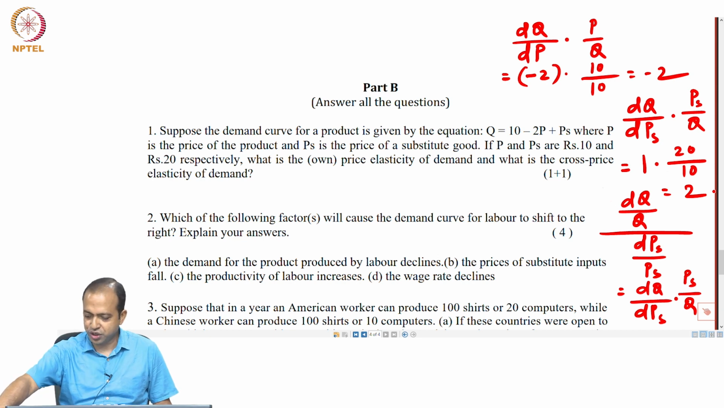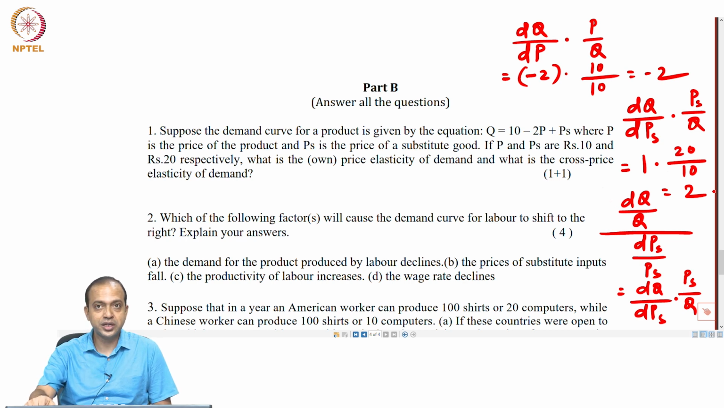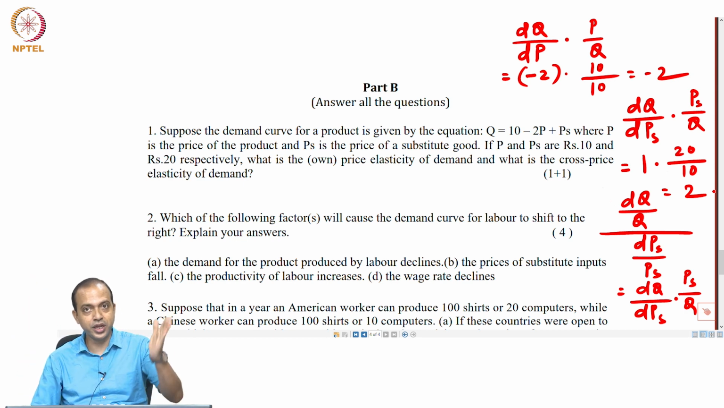Now, one related question from this: the cross price elasticity of demand is plus 2. So, if I ask you what is the nature of the relationship between the two goods here, see, the cross price elasticity of demand is plus 2. What does it mean? It means that when the price of the related good is increasing, let us say x and y, when the price of y is increasing, demand for x is increasing.